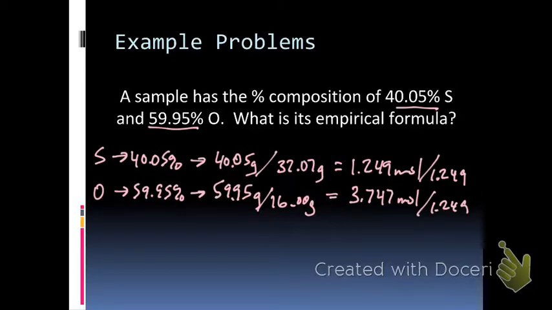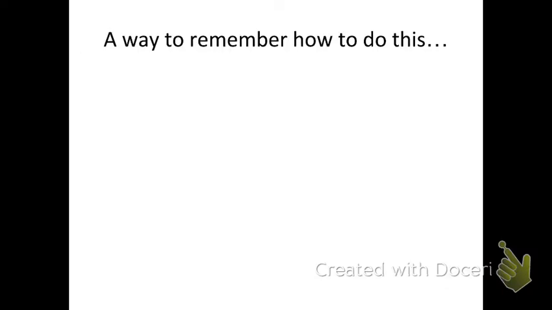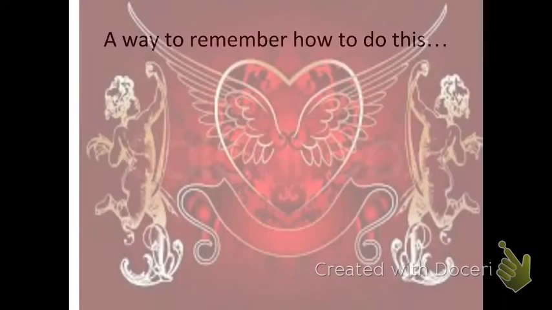But that's not a whole number. So to get the whole number, we're going to divide. So this will be 1, and this will be 3. So the ratio is 3 to 1. So this is SO3, right? That's the empirical formula. For every 1 S, there are 3 O's.